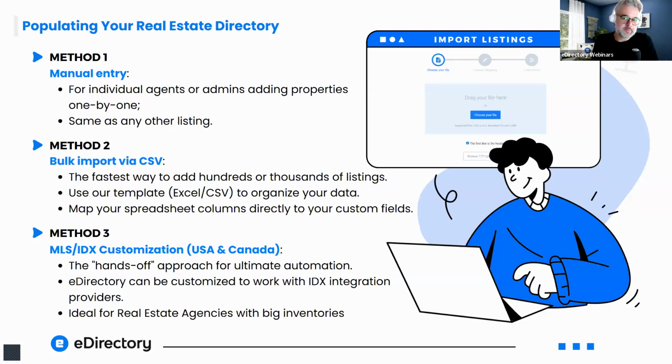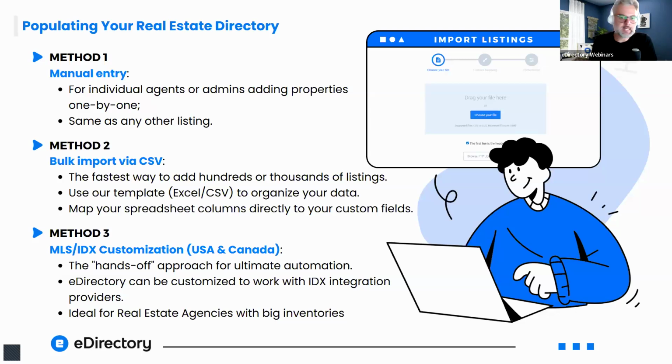And the last method would be for the American market and the Canadian market as well. I think you know there is software called IDX that connects. These are like the gold standard in US and Canada property listings. So this is the hands-off approach for ultimate automation. That's perfect for agencies with large inventories, or very professional real estate brokers as well. That could be customized with eDirectory to work. That would require custom development from our team.